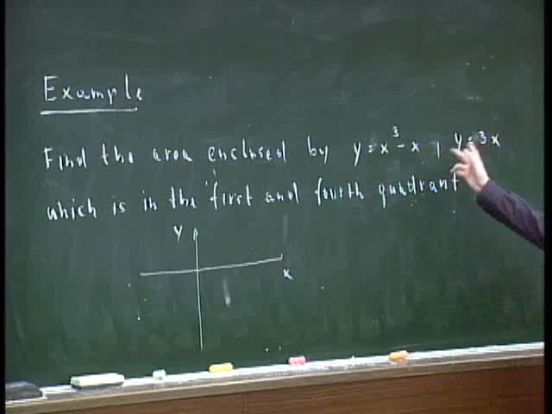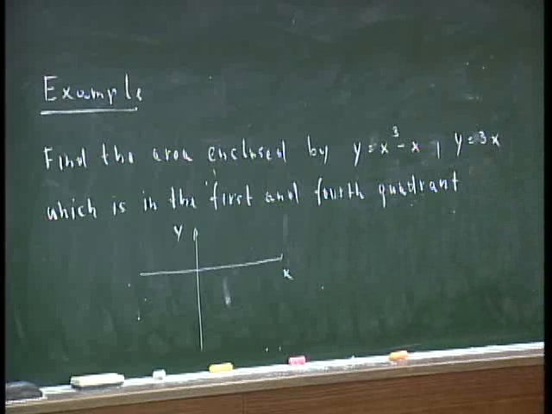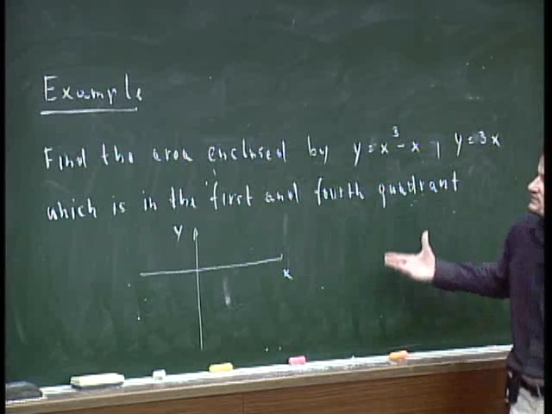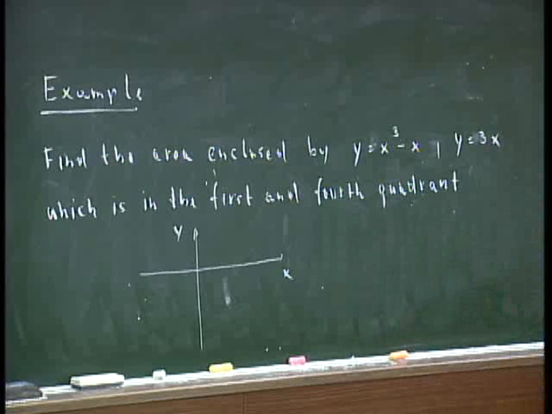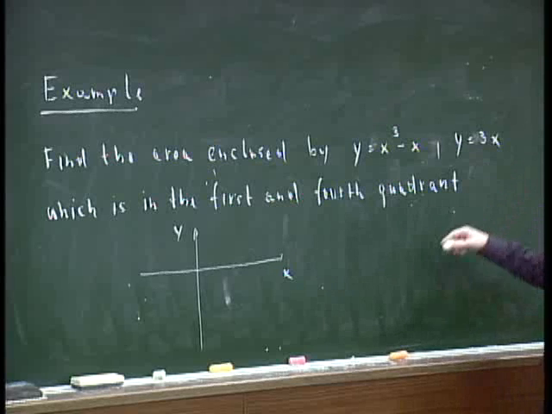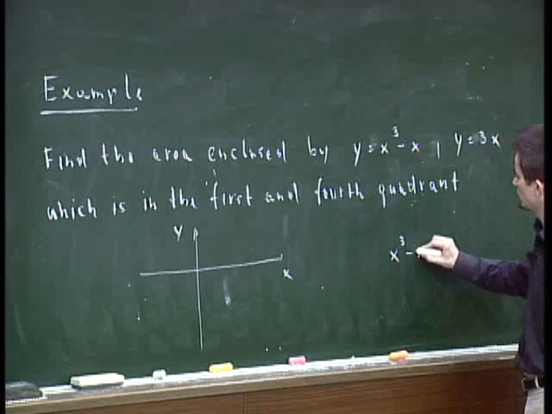So we have here two curves, and we should find the area which is enclosed by those two curves and lies in the first and fourth quadrant. Normally, if you do such an example, of course, the first thing you have to figure out is how does this domain look like. For this, if the functions are complicated, you have to discuss some simple properties of those functions. The first thing you certainly have to do is find the point of intersection.